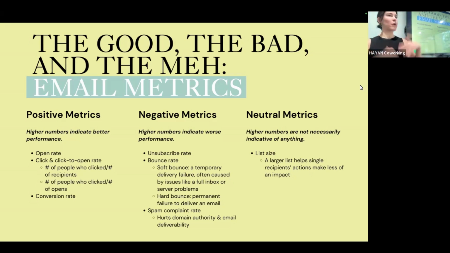So our positive metrics, where we want to see higher numbers, we want to see high open rates, we want to see high click and click to open rates. So click rate is just the number of people who clicked out of the number of all recipients, and then click to open rate is the number of people who clicked to the number of opens. So the click to open rate is always going to be higher than the click rate.